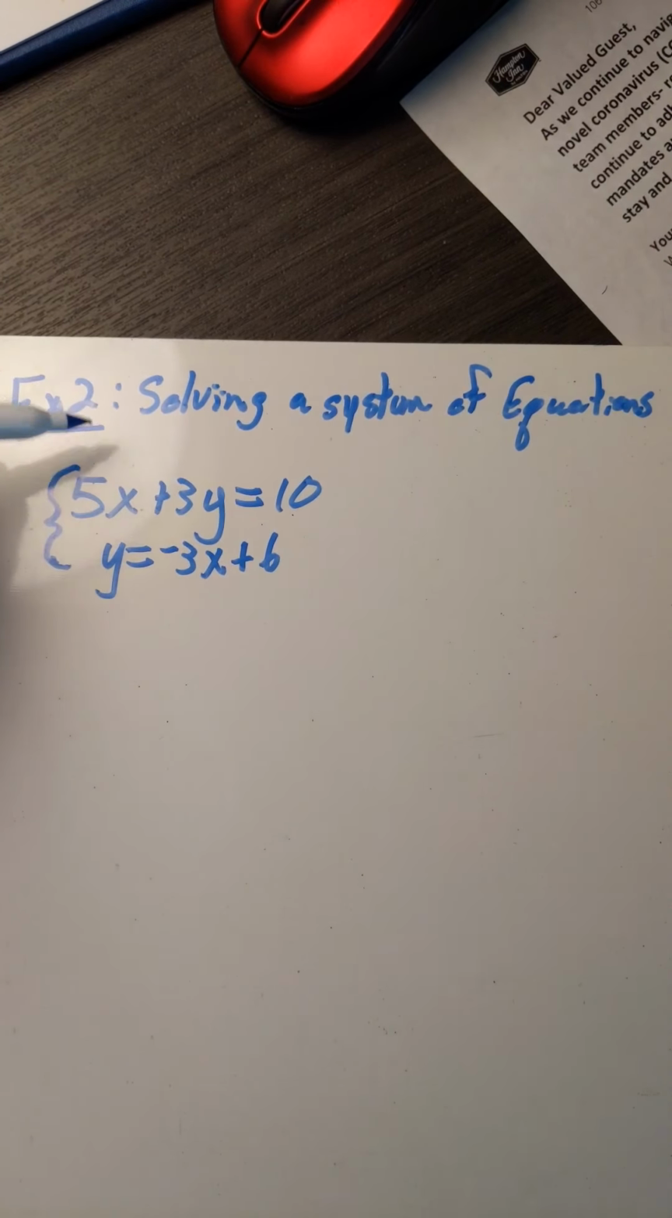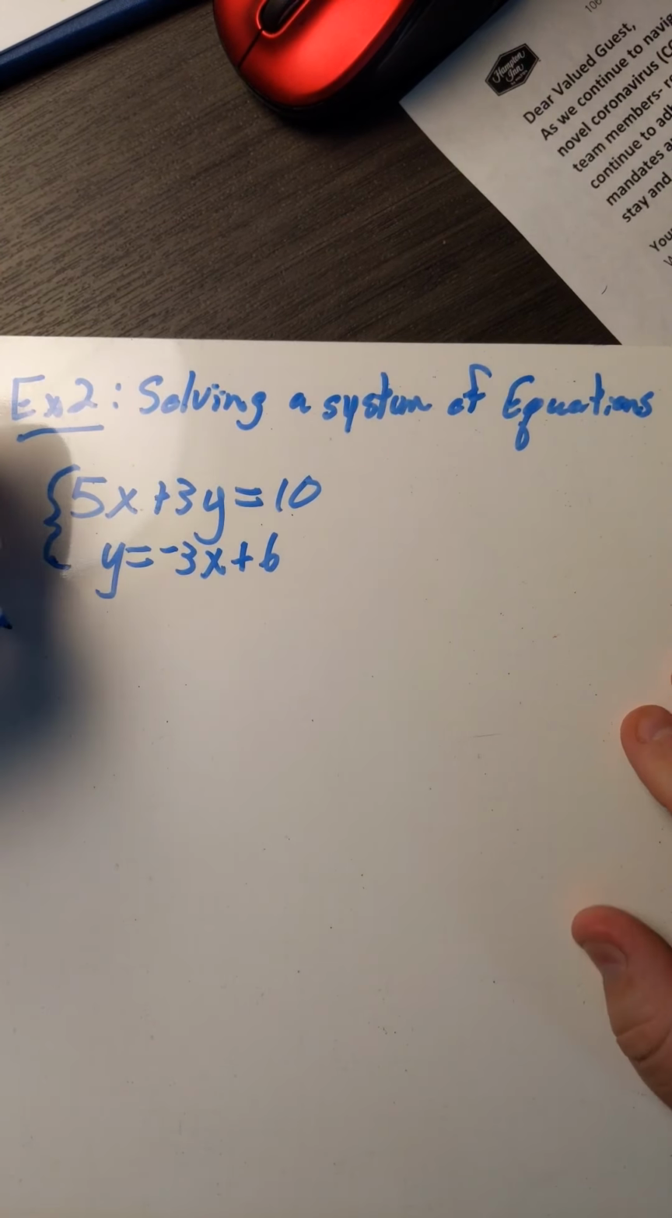This is a system of 2 linear equations because both of them, if we were to graph them, would be two lines. They would be two straight lines. And that is why we call them linear equations, because when you graph them, you get two straight lines. Okay, so we are going to use substitution again.